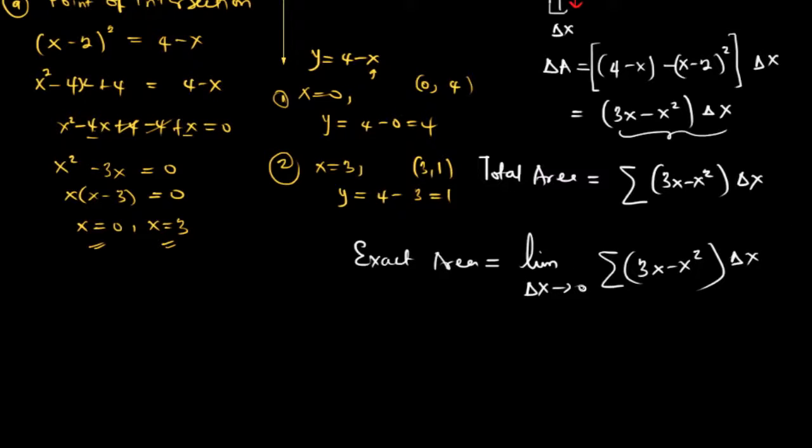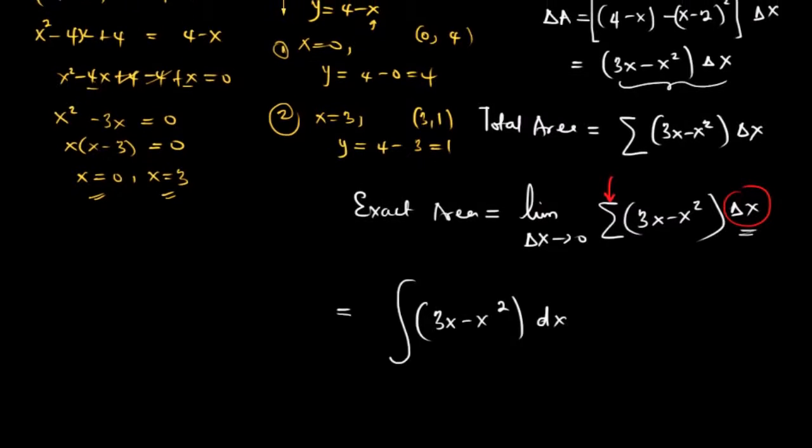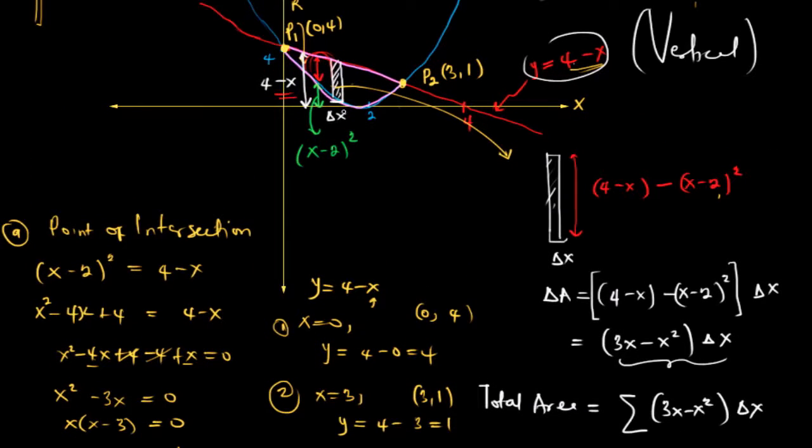Now whenever you take the limits, two things change. So this changes and then also this changes. So in other words, what we're going to have as the exact area, this summation here changes to the big S, which is the integral sign, and then you have your 3x negative x squared, then your delta x also changes to dx. So we need to know the limits of integration. As you can see, our x runs from this point that we have here to this point here.